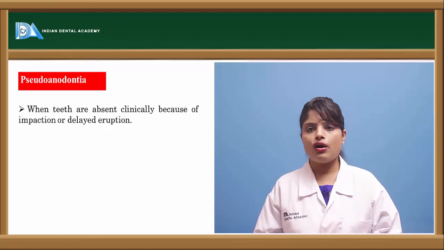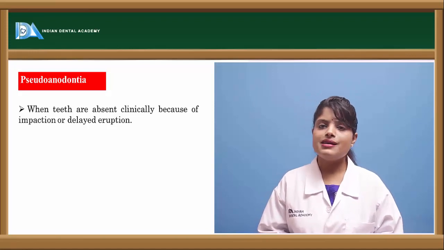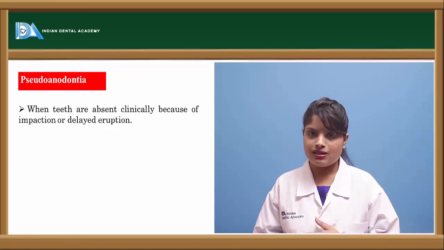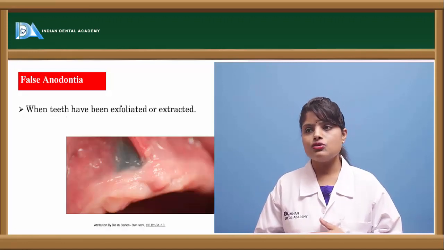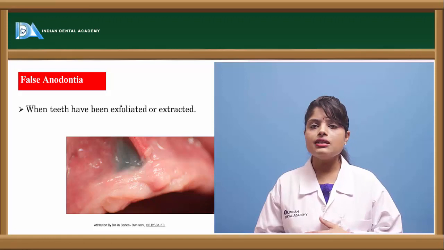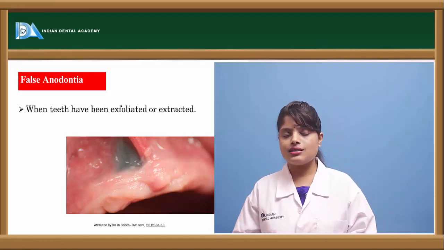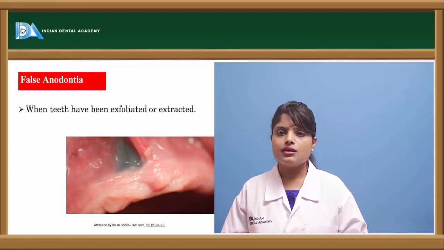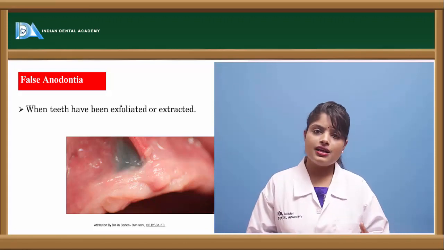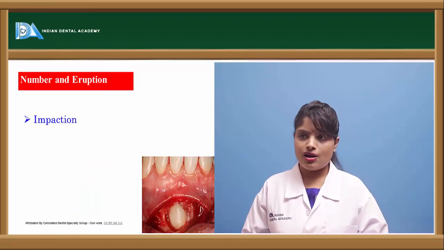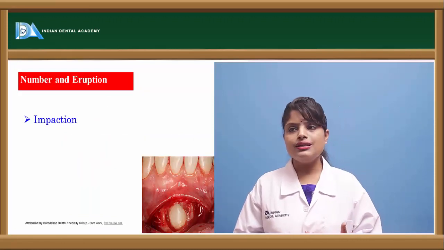Then the pseudoanodontia. Sometimes the tooth can be extracted or impacted below the jaws of the oral cavity. In such a case it is known as pseudoanodontia, or false anodontia, in which an extraction of the tooth has taken place and an extraction space is created, or an edentulous arch is created due to the extraction or the exfoliation of the teeth.